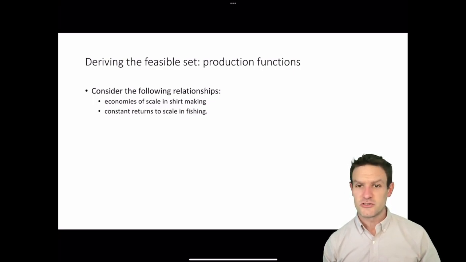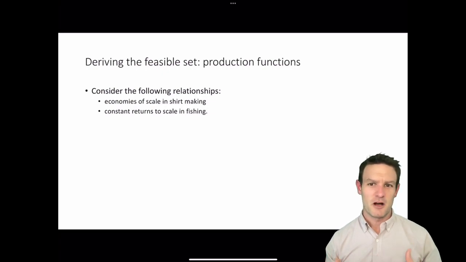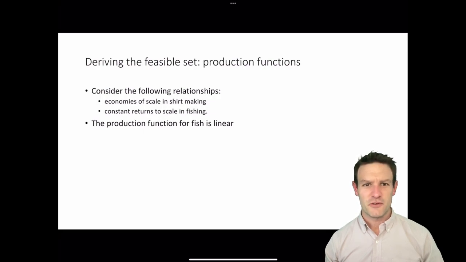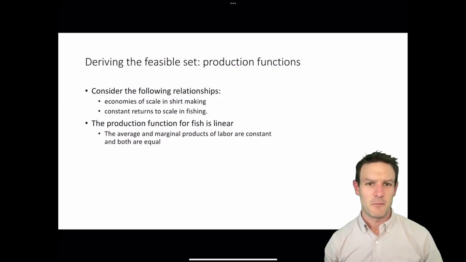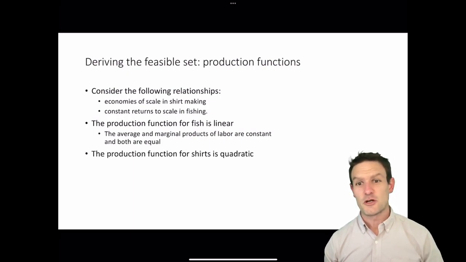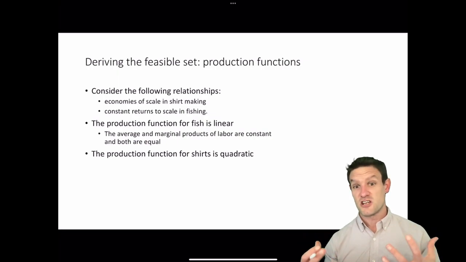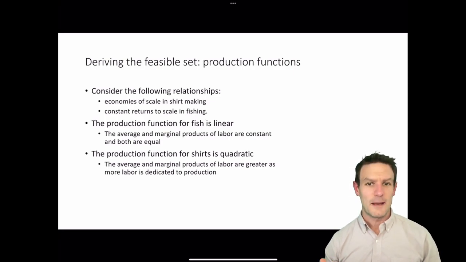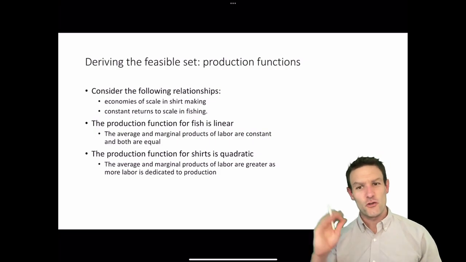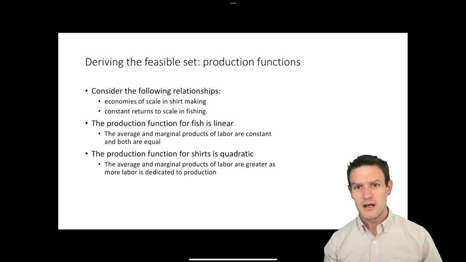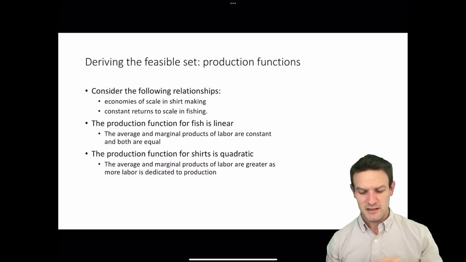Now, there are going to be constant returns to scale in fishing. So as you fish, the marginal production and average product are going to basically remain the same as you fish. Now, the production function for fish is going to be linear, and so the average and marginal products of labor are going to be constant, and both are equal. The production function for shirts is going to be quadratic for simplicity to represent this idea of economies of scale. Now, what that means is that the average and marginal products of labor are greater as more labor is dedicated to production. Okay, so those are our intuitions here about capturing this idea of economies of scale in manufacturing production, but constant returns to scale in kind of agricultural production. Those are the choices that Alex is making.